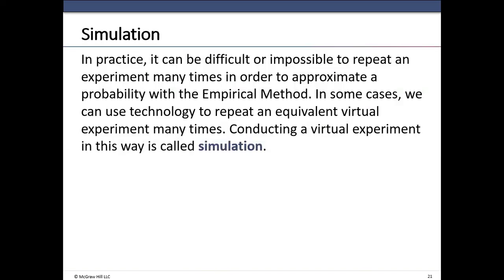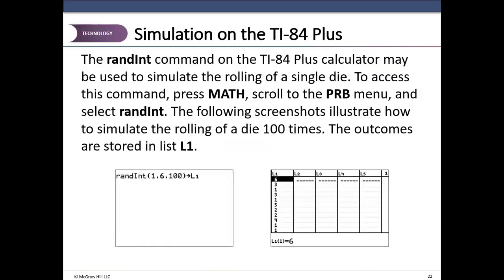Approximate the probability using simulation. In practice, it can be difficult or impossible to repeat an experiment many times in order to approximate a probability with the empirical method. In some cases, we can use technology to repeat an equivalent virtual experiment many times. Conducting a virtual experiment in this way is called a simulation. And here they show us how to do it on the TI-84 Plus, and with Excel.